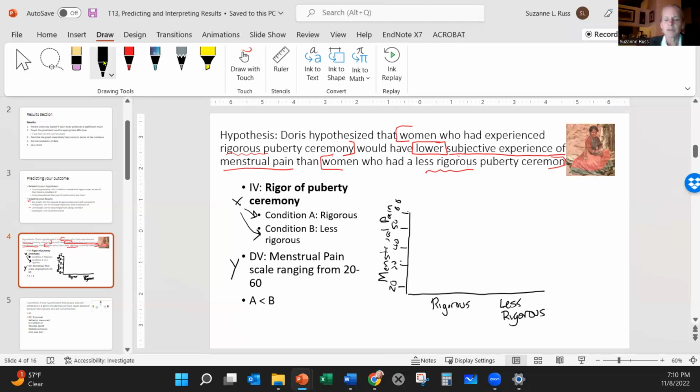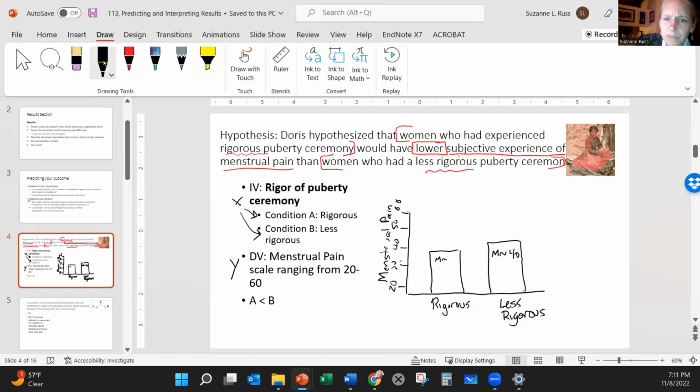And so in order to know how to draw the bars, first of all, we know that A is smaller than B, so the rigorous is going to have less menstrual pain than the less rigorous. So we want a shorter bar here. Let's say that maybe women get on average in this 40 range. So for the less rigorous ceremony, they're going to have average menstrual pain of maybe about 40. So we're going to put the mean at approximately 40. And maybe we'll expect this rigorous condition to be a little less. It won't be much less because we're working with means.